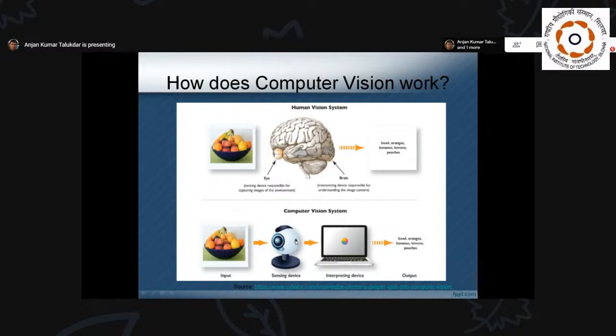Then suppose the camera captures the image, then that image is sent to the interpreting device, suppose a computer, and the computer will process that image and apply its various algorithms, various models. So ultimately, it will give outputs like bowls, orange, bananas, lemon, etc. So this is actually the comparison between the two, the human vision system and the computer vision system.